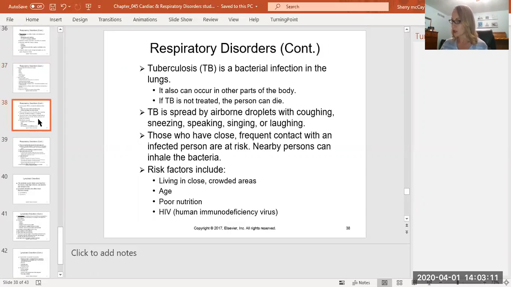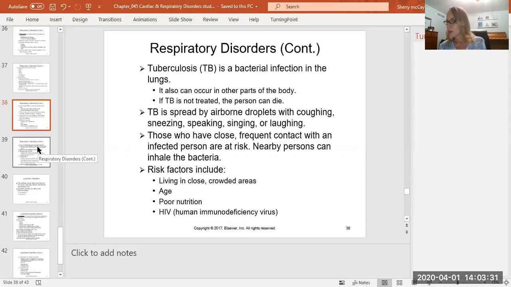All right, next question. Which position eases breathing in the person with pneumonia? Supine, prone, semi-Fowler's, or Trendelenburg's? What do you think? Semi-Fowler's. This is no fun when I can't see you guys actually click in, huh?